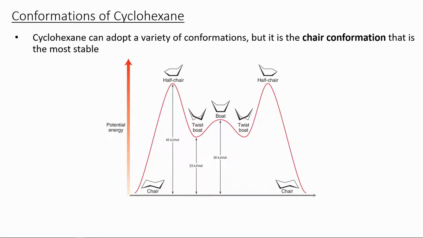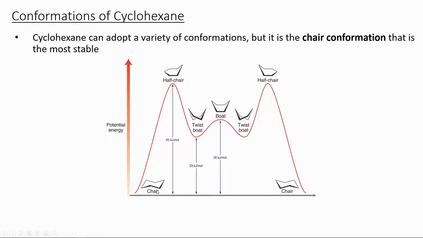Cyclohexane is going to be our lowest energy molecule, and that's because it has the ability to do the chair conformation. So if we look at the different potential ways we could draw a 6-membered ring in 3D space, we have the chair, half chair, twist, boat. The chair is extremely low in energy compared to the rest of these.